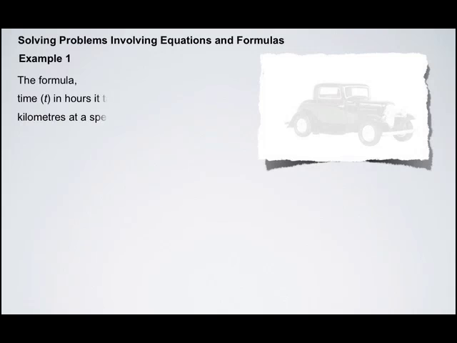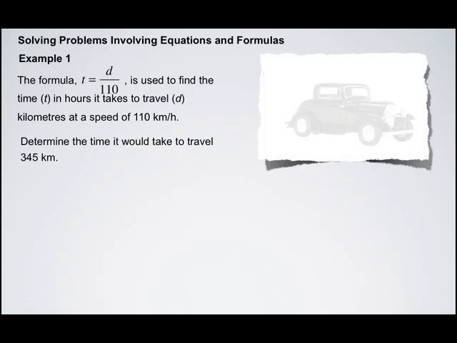Example 1. The formula t is equal to d over 110 is used to find the time t in hours it takes to travel d kilometers at a speed of 110 kilometers per hour. Determine the time it would take to travel 345 kilometers.